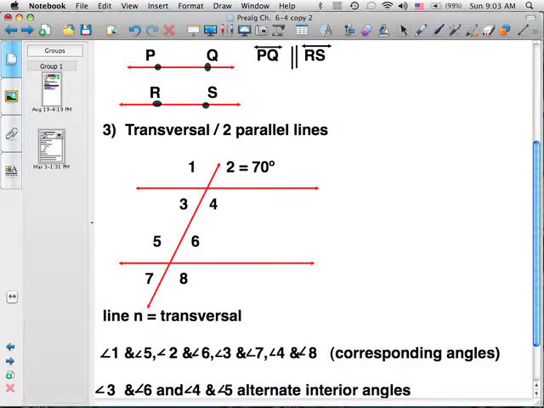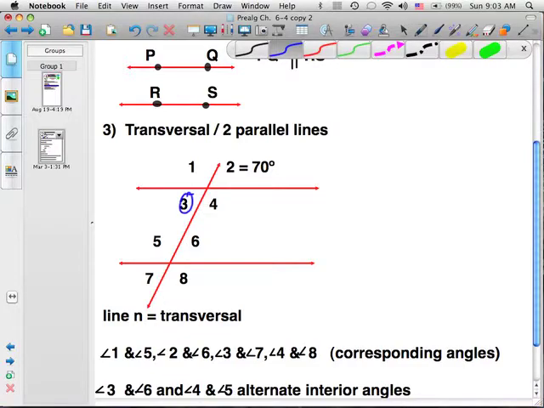So angle 1, above and on the left, is congruent to angle 5, above and on the left of the second one. Angle 2 and angle 6 are corresponding angles, they're equal. And 3 is below the parallel line on the left, 7 is also, and so they're equal, and 4 and 8 are corresponding.